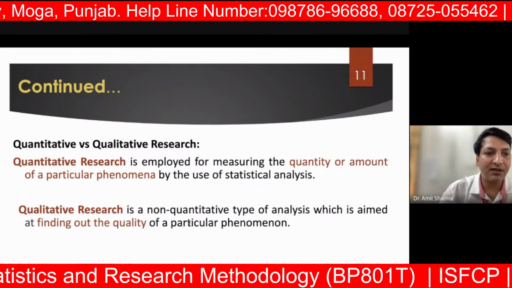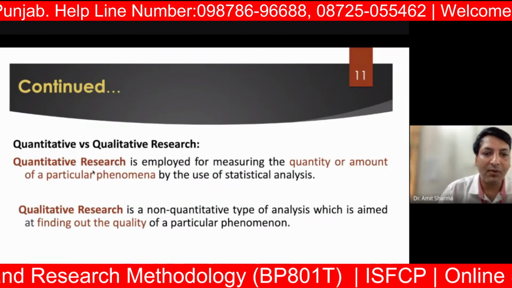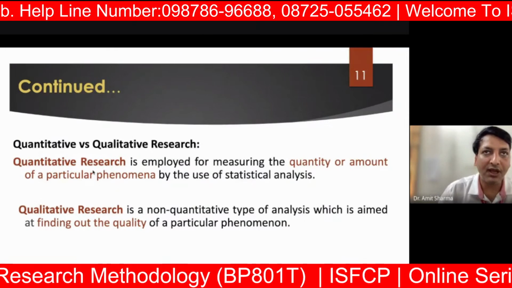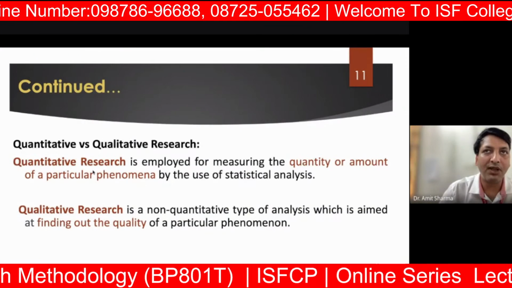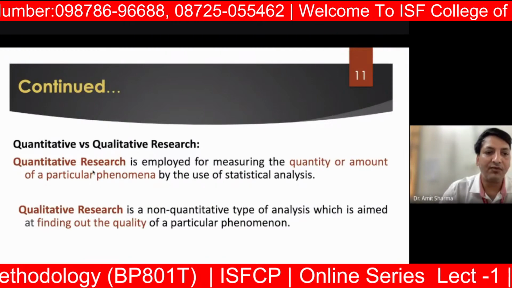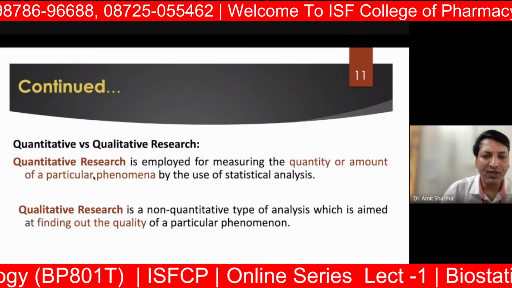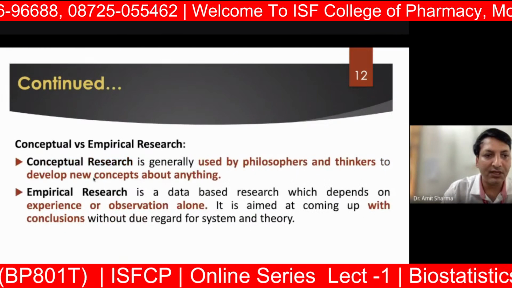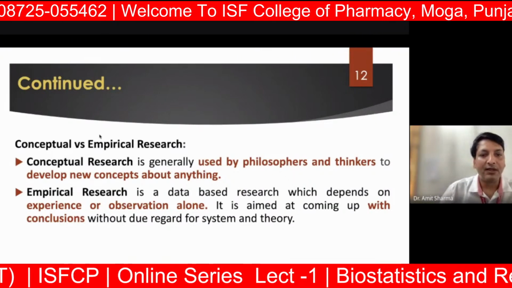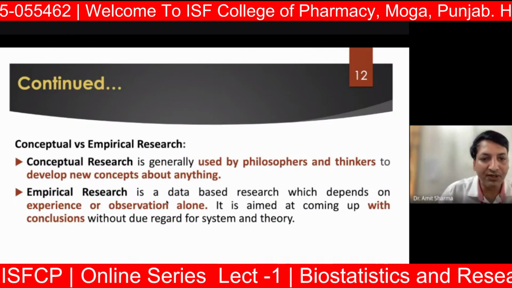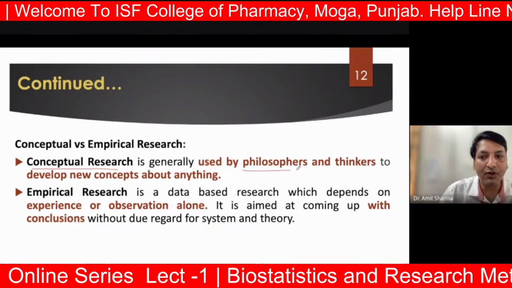Two other types are there, quantitative and qualitative. As the name indicates, in the qualitative one we are bothered about the quality of our work, and in the quantitative one we are more bothered about the quantity, the numbers, and in the first one we are more bothered about qualitative phenomena. So I will not take that much time on this. This is important: conceptual versus empirical research. Now, the first one, conceptual research, is generally used by philosophers or thinkers.